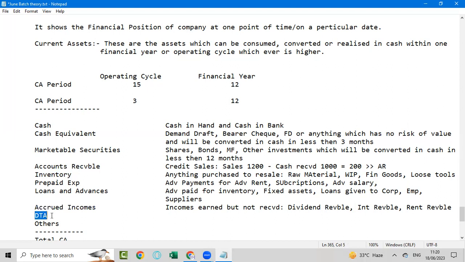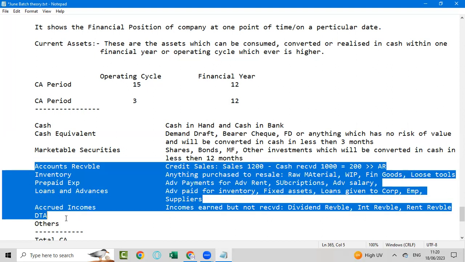Deferred tax asset, I told you yesterday: if it has to be adjusted within 1 year, show it under current assets. If it is long term, then show it under long-term assets. Now, others: these items can also be reported here under others.